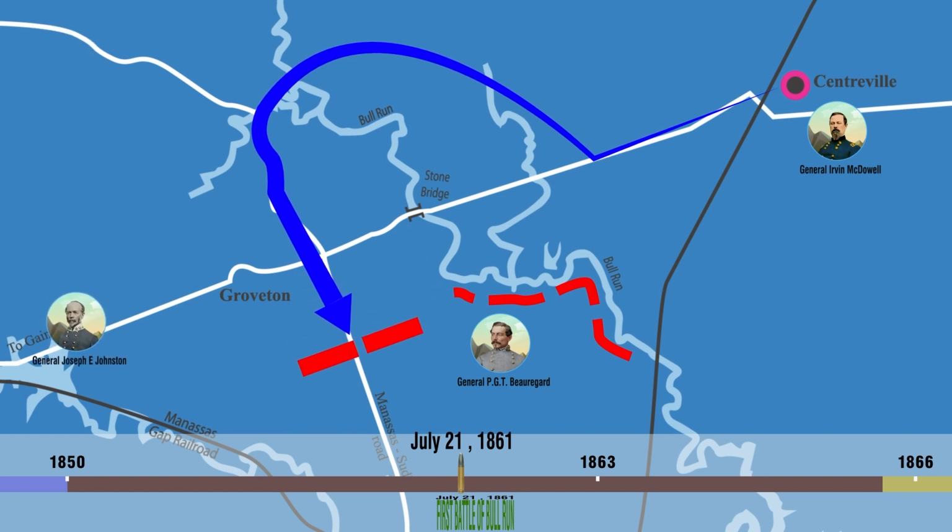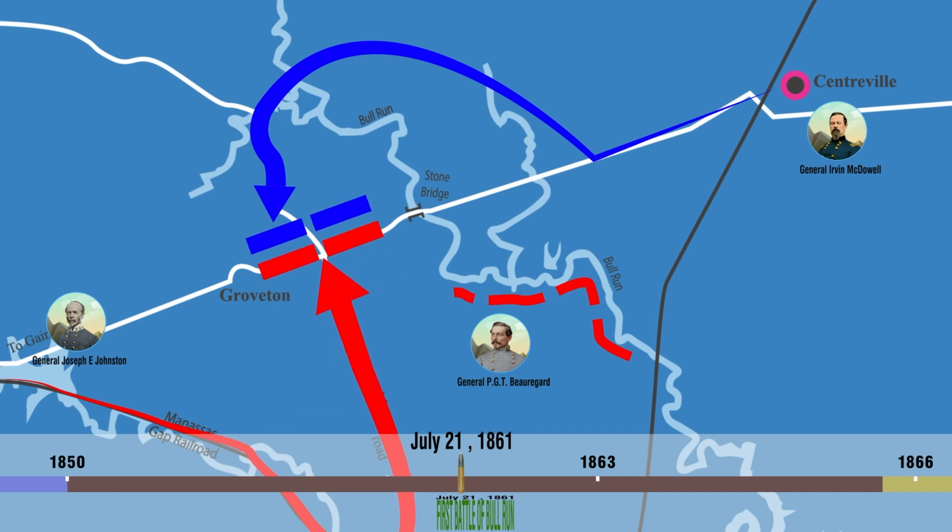After some Union advantages, Confederate reinforcements from the Shenandoah Valley led by Brigadier General Joseph E. Johnston arrived by train, and the tide of battle began to turn. The Southern Army launched a fierce counterattack. The Northern Army began to be pushed back.